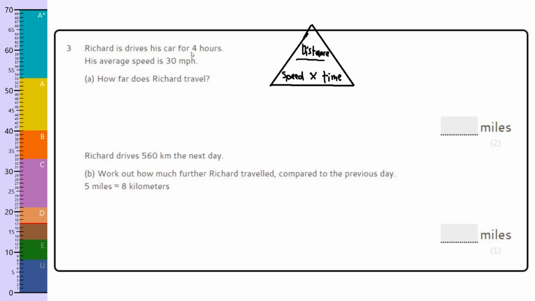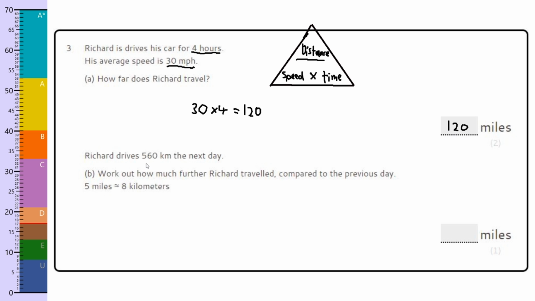Now it gives us the time there, and it gives us the speed. So if I cover up distance, my cursor is not big enough, but if you cover up distance, it tells us to find distance, we do speed times time. Now the speed is 30, and the time is 4. So let's check the units, miles per hour and hours, so the units work fine because it's looking for miles as an answer. Times them together, well 3 times 4 is 12, and add the 0. So it's 120 miles.